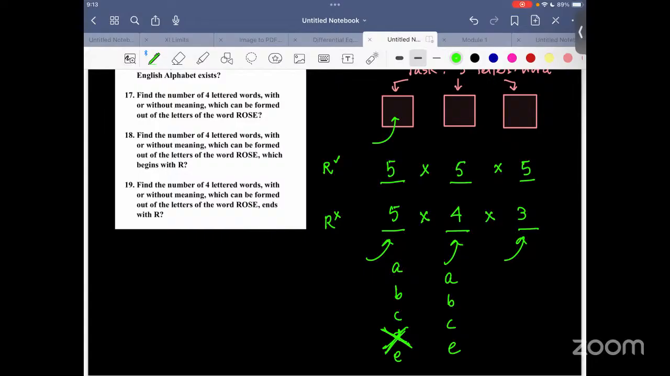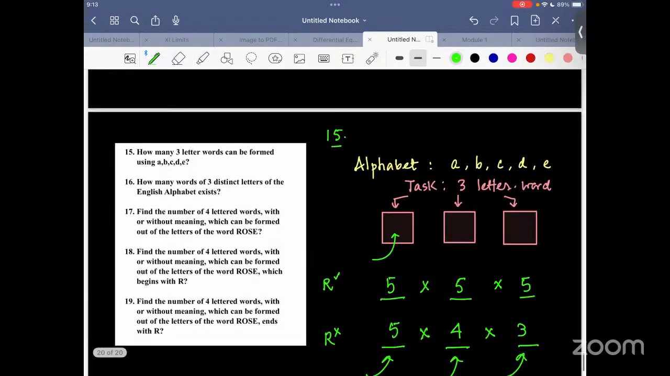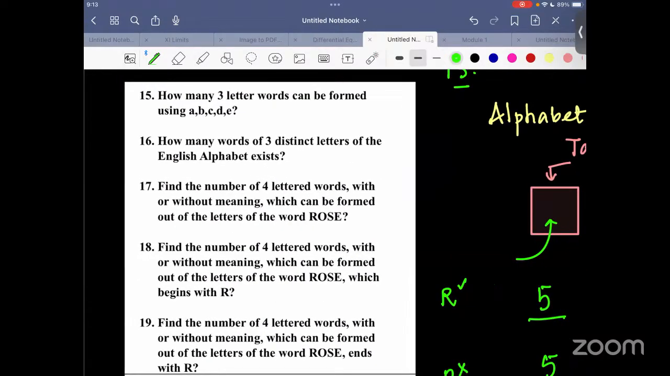I hope you got it. So with this, we have done question number 15. Now you begin with question number 16. I will pause the screen for a while. Just give me a minute. You do this. Do question number 16. I'll teach you a rank method today.